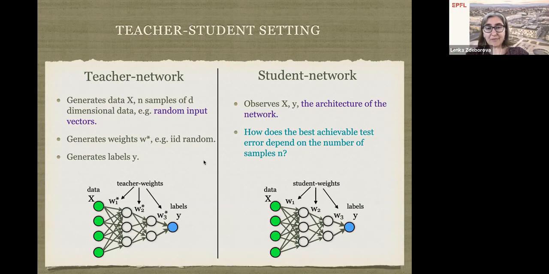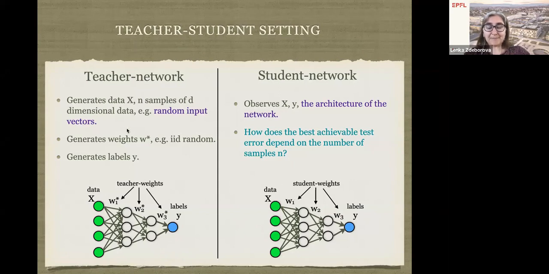It can only be simpler if we actually give the student also the architecture of the teacher, but crucially, it does not have the values of the weights. Of course, if it was somehow able to find the same values of weights, it would learn the same function, but it can even learn other weights and still learn a similar function. So that will be our question.